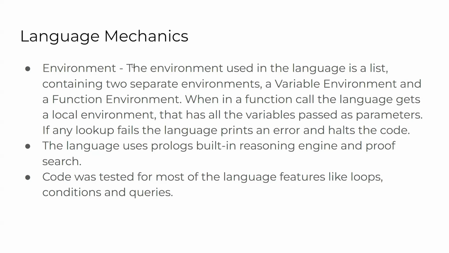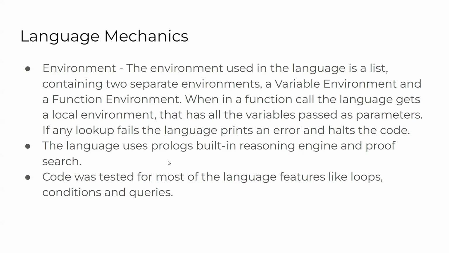The language has an environment. This environment is basically a list of 2 environments. One of the environments is a variable environment, and the other is a function environment. The function environment stores all the function definitions, as well as the declarations, as well as the definition lists that are being passed when a function is defined, and the body of the function as well. When a function is called, we generate a new environment, which is the local environment, and take any of the parameters that were passed to the function and put them into the new environment for the function call. And then that function is called with the local environment.